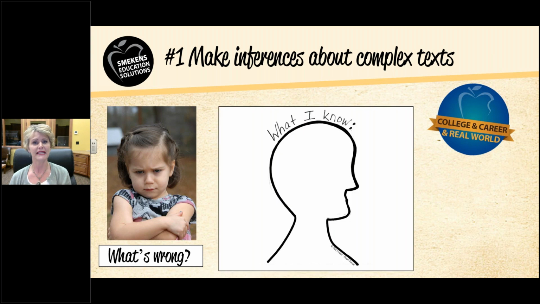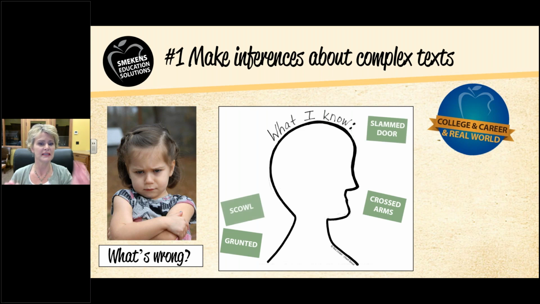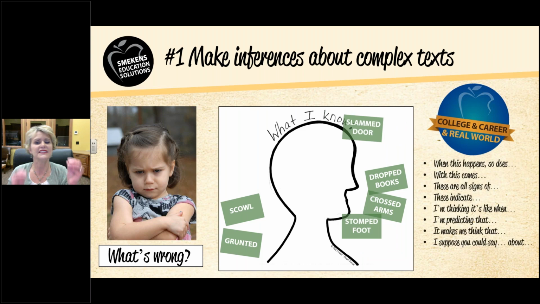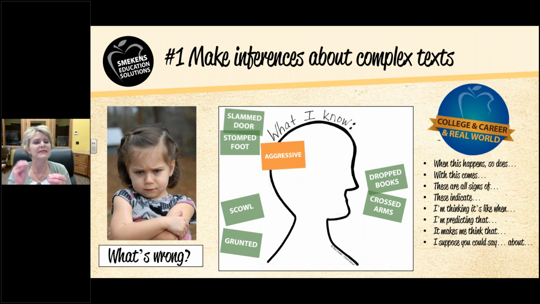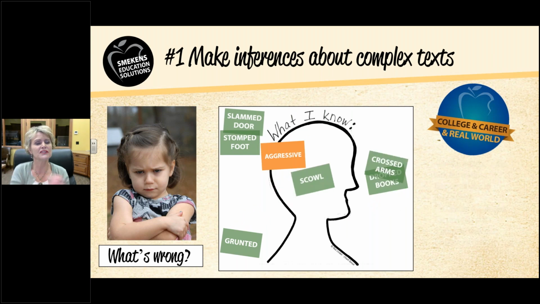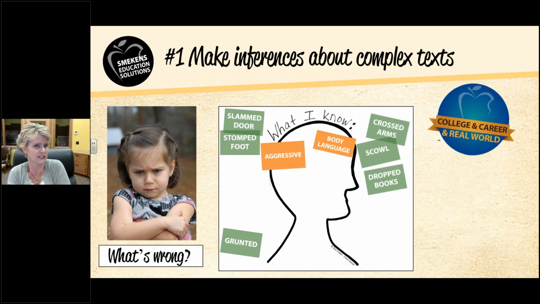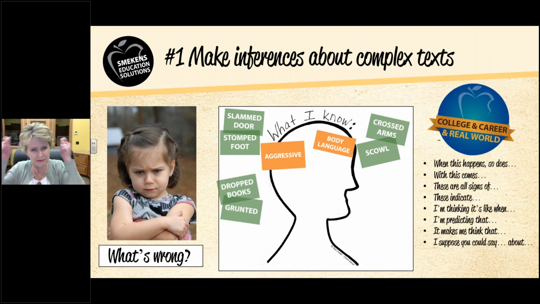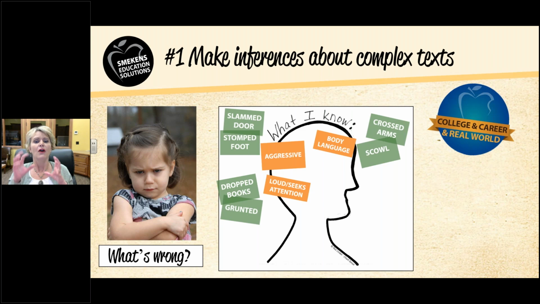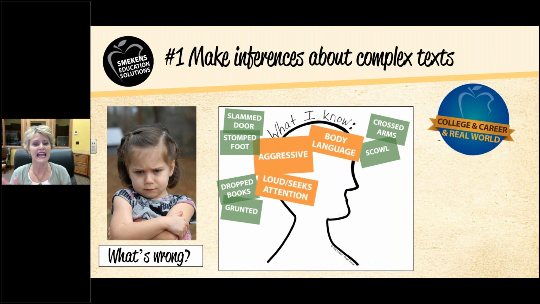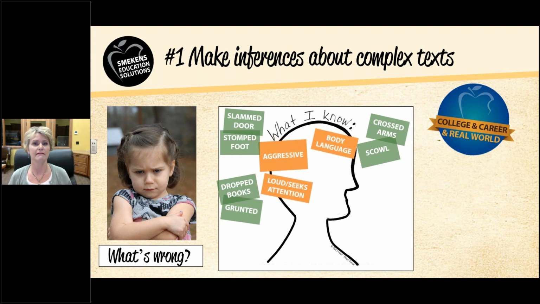Step 3, make a list of the details. She grunted, she crossed her arms, she slammed the door, she has a scowl on her face, she dropped her books. And then I start to move these together and I'm thinking, slam the door, she's kind of being aggressive right now. And she crossed her arms and her scowl, her body language is telling me something. And she's making noise when she drops those books. She's seeking attention. When you put that together, she's mad.